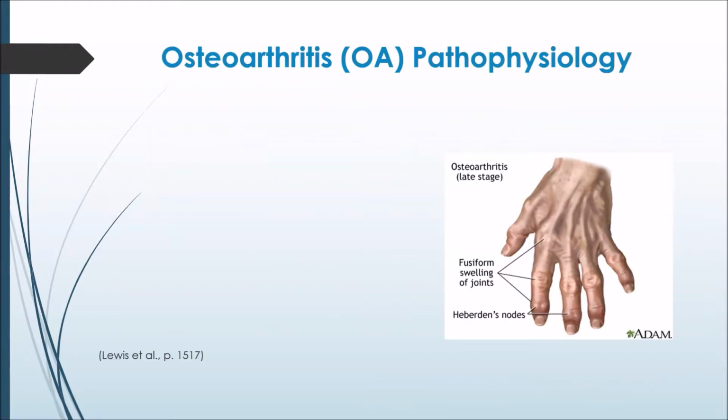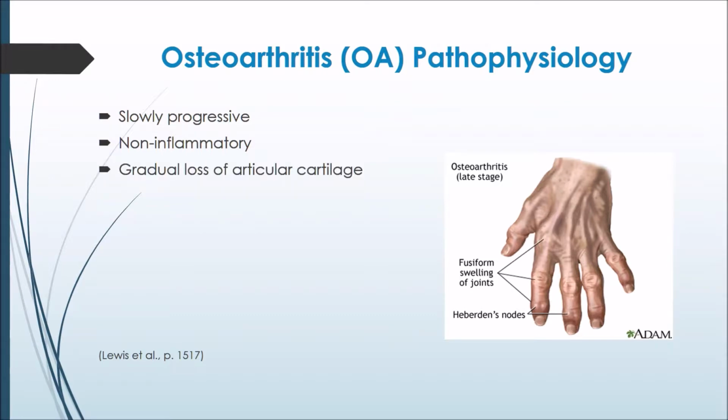This slide explains the pathophysiology of osteoarthritis. It is a slowly progressive, non-inflammatory disorder of the synovial joints. There is a gradual loss of articular cartilage with formation of bony outgrowths at the joint margins. It's not considered a normal part of the aging process, but aging is one risk factor for developing osteoarthritis.